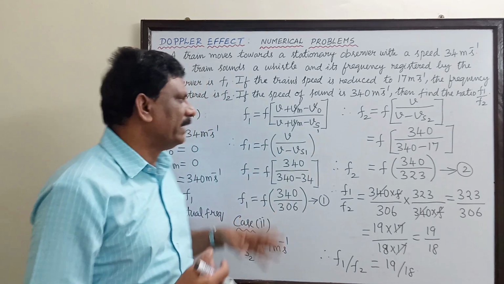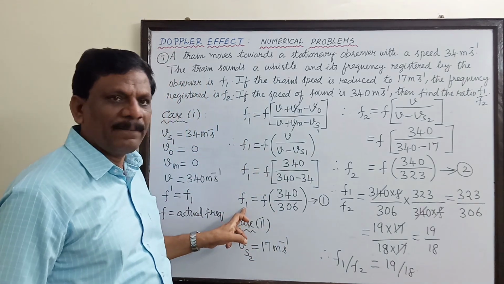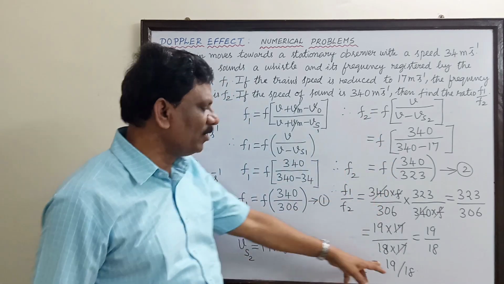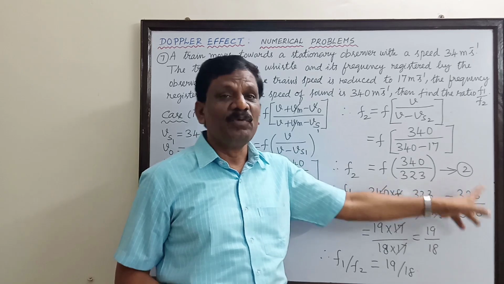Understand that? So like this for case 1 you find out F1. Similarly, applying the same equation for case 2 you find out F2 and take the ratio. It is found to be 19 by 18. I hope you must have understood well. Fine.